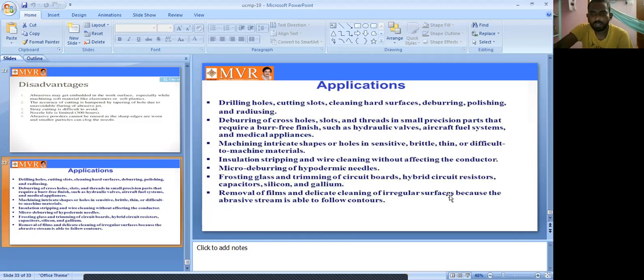Removal of film and delicate cleaning of irregular surfaces, because the abrasive stream is able to follow contours.